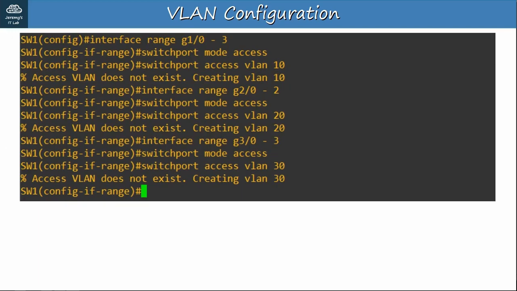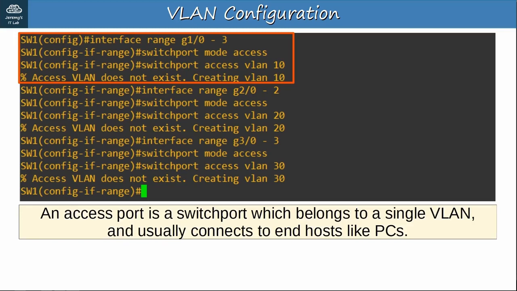This is how you assign interfaces to a VLAN. First, I use the interface range command to configure all of the VLAN 10 interfaces at once. Use the switchport mode access command to set the interface as an access port. What is an access port? An access port is a switch port which belongs to a single VLAN and usually connects to end hosts like PCs. That's why it's called an access port. It gives the end hosts access to the network.